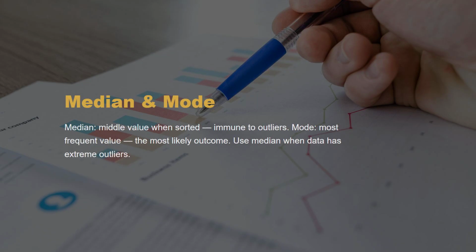If 5 portfolio managers earned returns of 8, 9, 10, 11, and 90%, the mean is 25.6, but the median is 10. The median tells you what the typical manager earned. The mean is distorted by that 90% outlier. The mode is simply the most frequent value. In a return distribution, the mode tells you the most likely single outcome. A distribution can have 1 mode, unimodal, 2 modes, bimodal, or more than 2, multimodal.